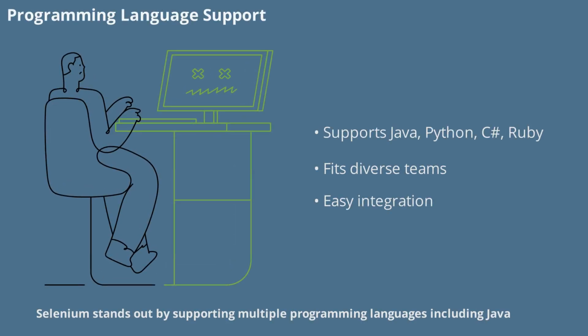Selenium stands out by supporting multiple programming languages, including Java, Python, C#, Ruby, and JavaScript. This versatility allows teams to write tests in the language they're most comfortable with, making it easier to integrate Selenium into existing workflows. Other automation tools often restrict you to just one or two languages, which can be a barrier for teams with diverse technical backgrounds. Selenium's language flexibility is a major reason for its widespread adoption.